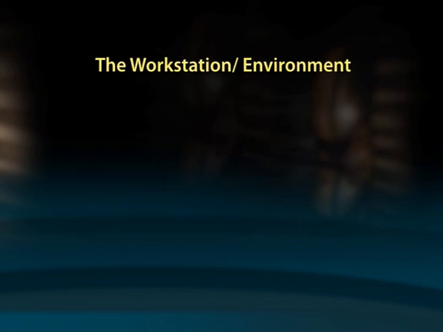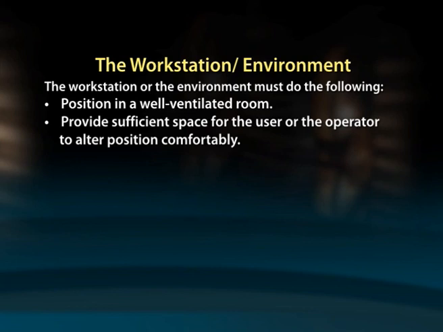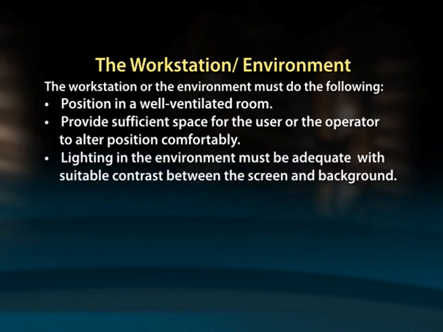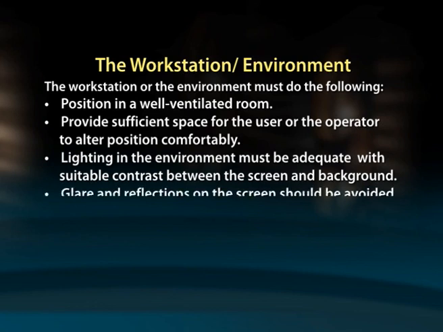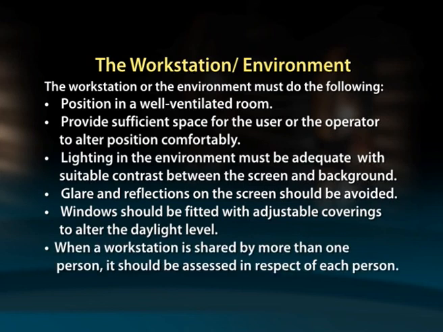The workstation or environment. The workstation or the environment must do the following: be positioned in a well ventilated room, and provide sufficient space for the user or the operator to alter position comfortably. Lighting in the environment must be adequate with suitable contrast between the screen and background. Glare and reflections on the screen should be avoided. Windows should be fitted with adjustable coverings to alter the daylight level. When a workstation is shared by more than one person, it should be assessed in respect of each person.